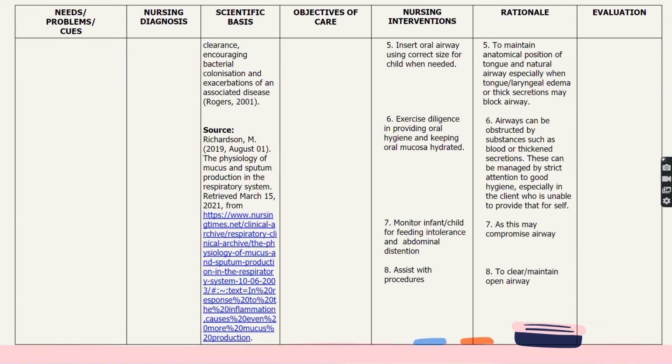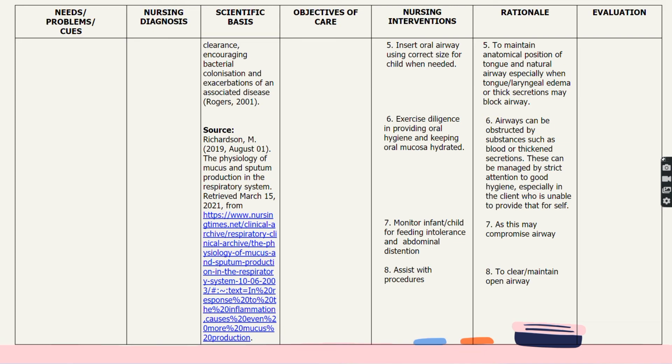Let us continue. Insert an oral airway using the correct size for the child when needed. This is to maintain the anatomical position of the tongue and natural airway, especially when tongue or laryngeal edema or thick secretions may block the airway. Next, exercise diligence in providing oral hygiene and keeping oral mucosa hydrated. Airways can be obstructed by substances such as blood or thickened secretions. These can be managed by strict attention to good hygiene, especially in a client who is unable to provide that for self, since our client is an infant.